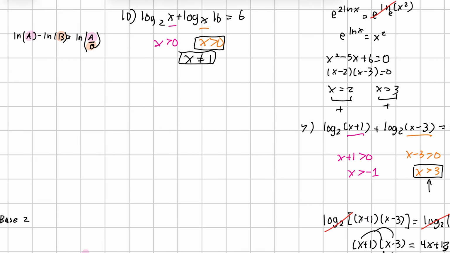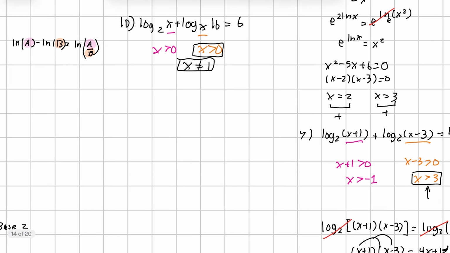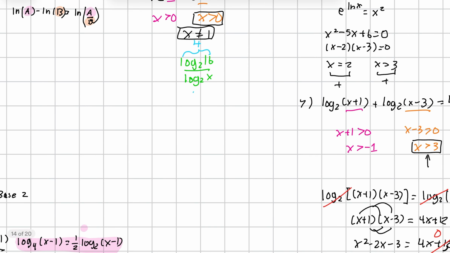Now let's use change of base on this part right here. We have log base 2 of 16 over log base 2 of x. So since we know that log base 2 of 16 is equal to 4, we could rewrite this to say 4 over log base 2 of x plus log base 2 of x is equal to 6.